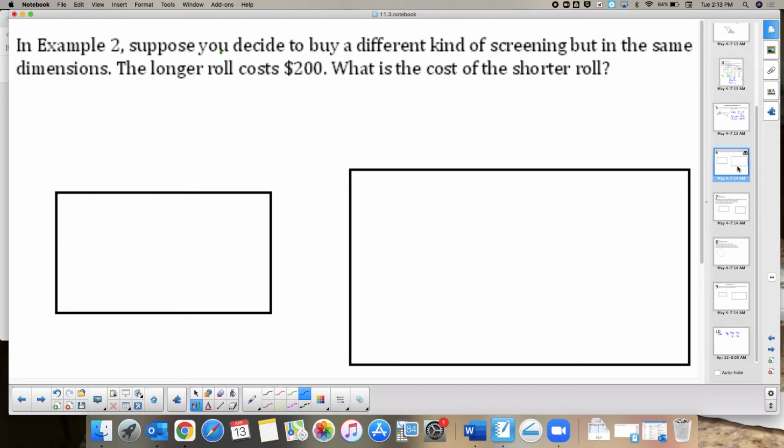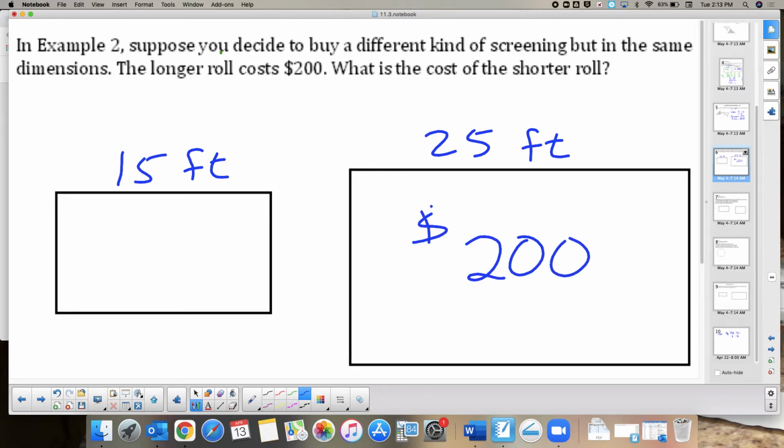Second one here, in example 2, which was our window screening problem, we have a 15-foot piece and the 25-foot piece. So suppose you decide to buy a different kind of screening, but in the same dimensions. The longer roll now costs $200. It wants to know what is the cost of the shorter roll.